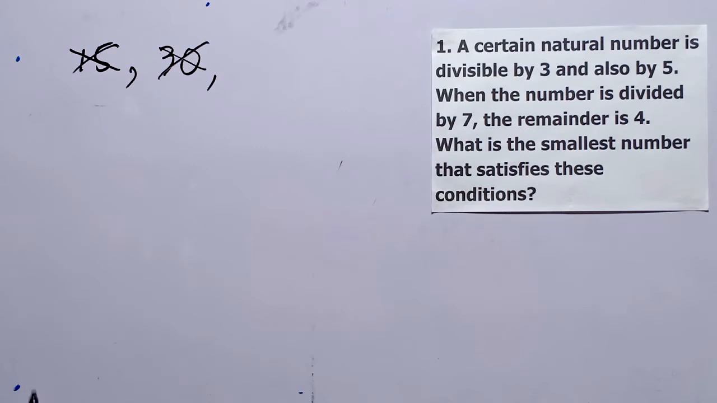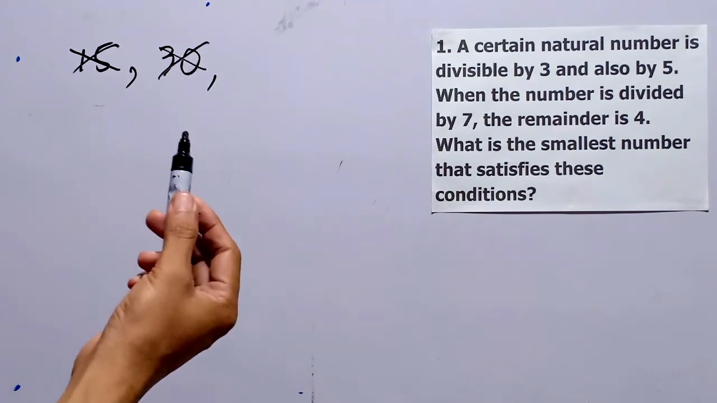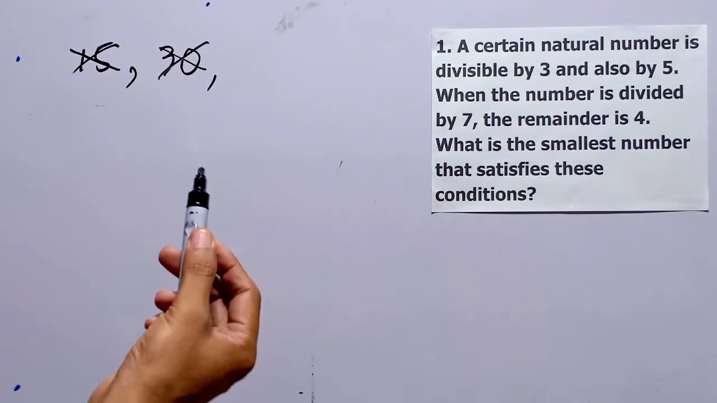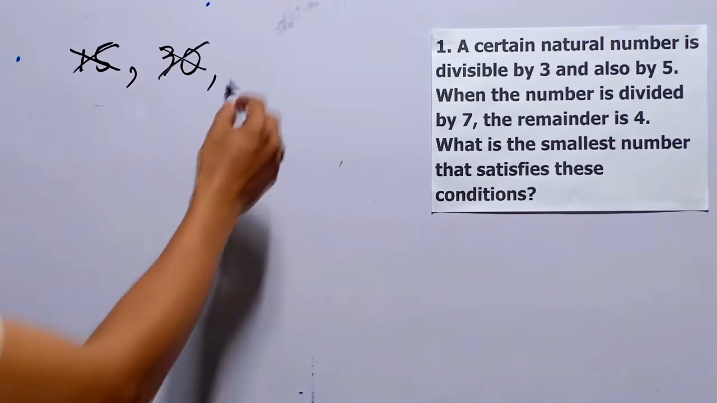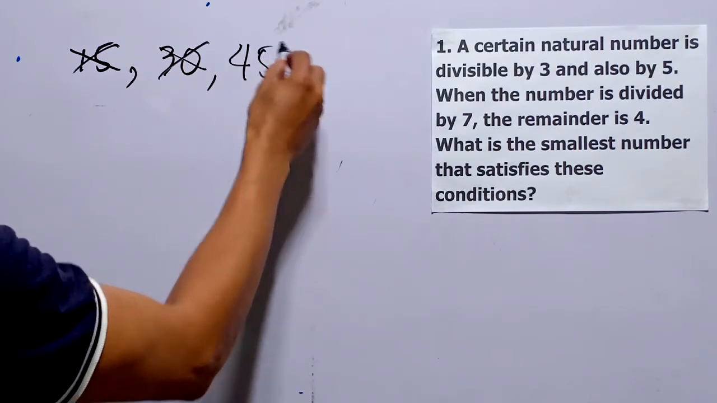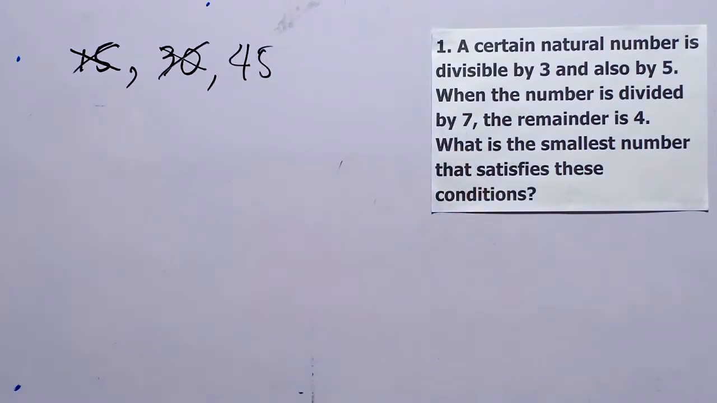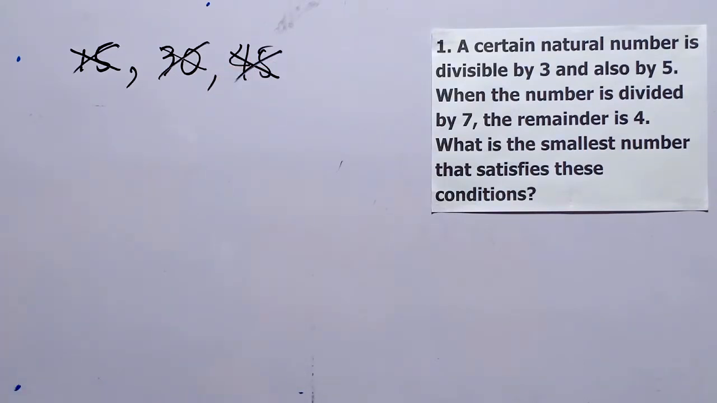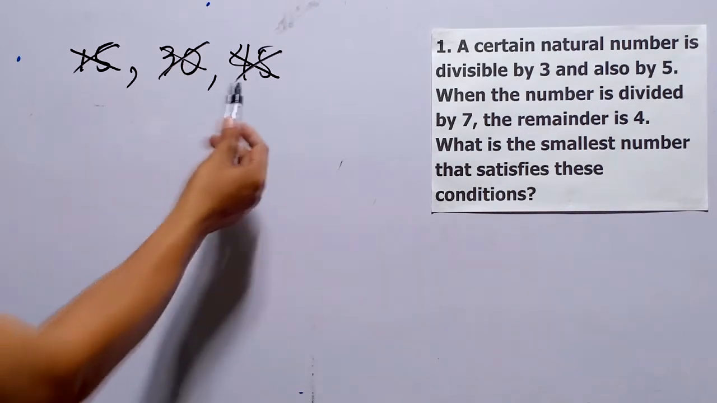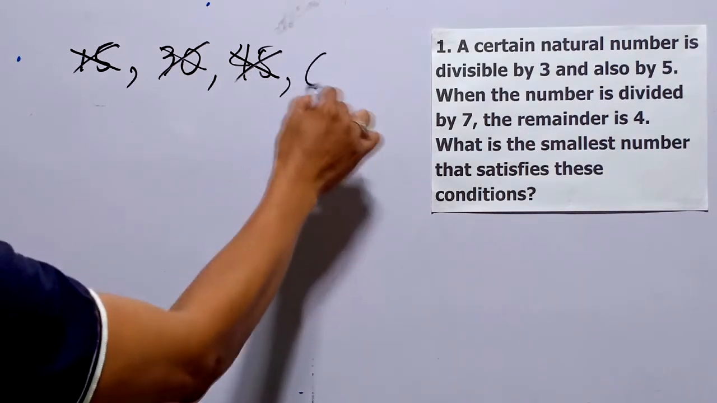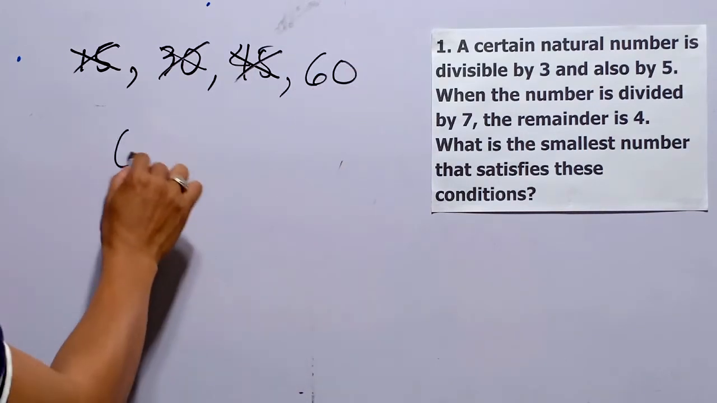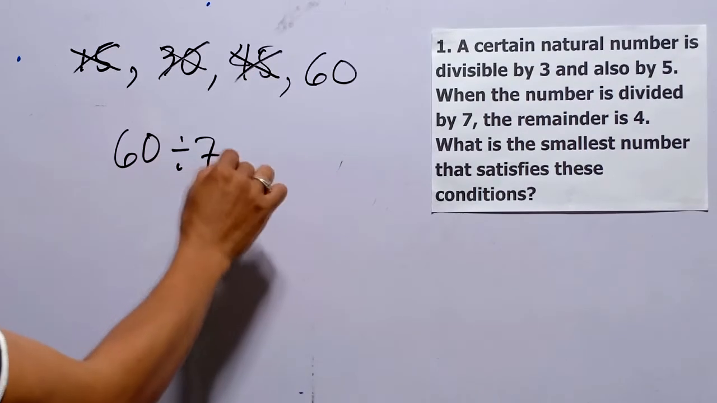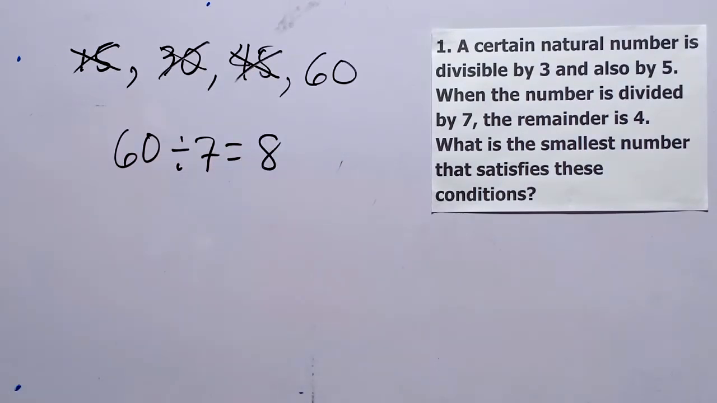So what is the next number divisible by both 3 and 5? Yes, just add 15. The next is 45. But 45 divided by 7 does not have remainder 4. So 45 cannot be the answer again. Next, plus 15 again. The next is 60, correct? 60, if you divide by 7, will give you 8.